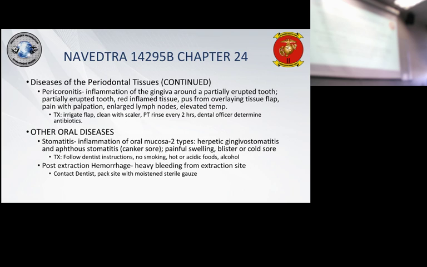Diseases of the periodontal tissues, pericoronitis, that's inflammation of gingiva, again, around the erupted tooth. And then other oral diseases, I've seen this word on the test, the stomatitis, inflammation of the oral mucosa. There's two types, the herpetic and the aphthous stomatitis, so a canker sore basically. And it's painful swelling, blister, cold sore. And post-extraction hemorrhage, that's heavy bleeding from where they took out a tooth or something.